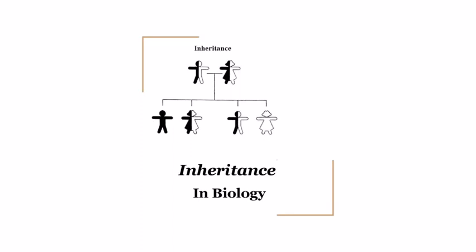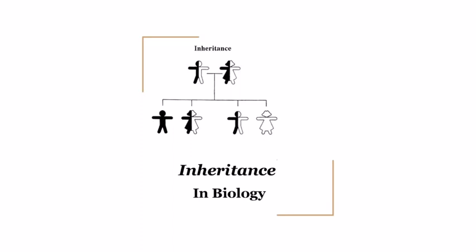1:1, right? If you simplify the ratio, 1:1, it means 50% dominant, 50% recessive, 50% red, 50% white. This will be the phenotypic ratio, and the genotypic ratio is also 1:1.